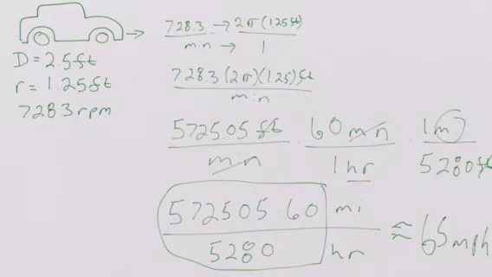So in reality, this car over here with the diameter of 2.5 feet, with those wheels revolving at 728.3 revolutions per minute, that's a lot of revolutions, it's only going 65 miles an hour, and he is not speeding.